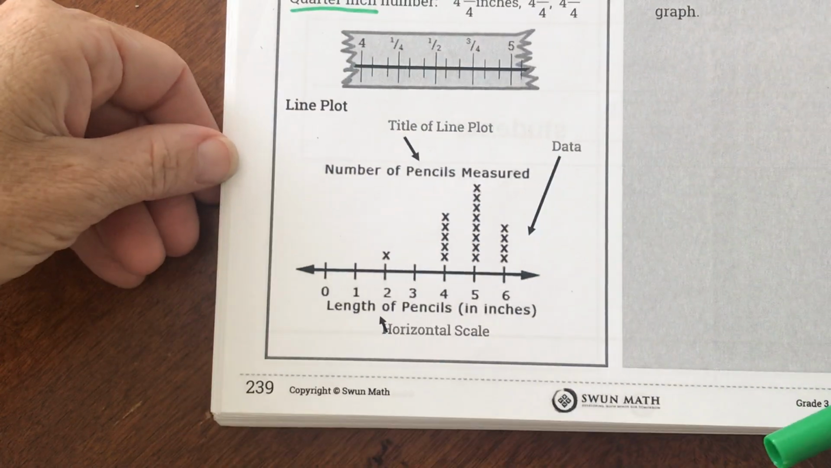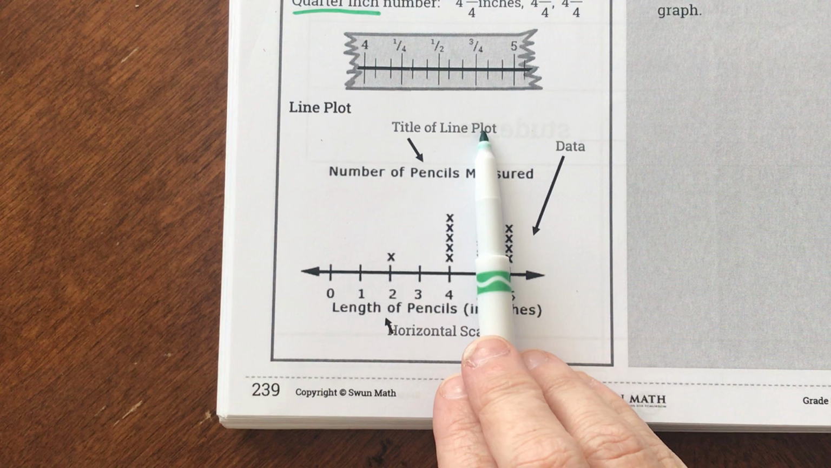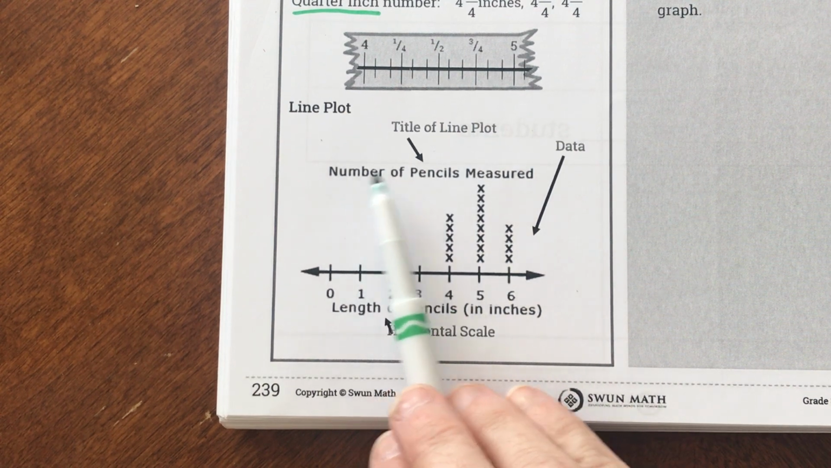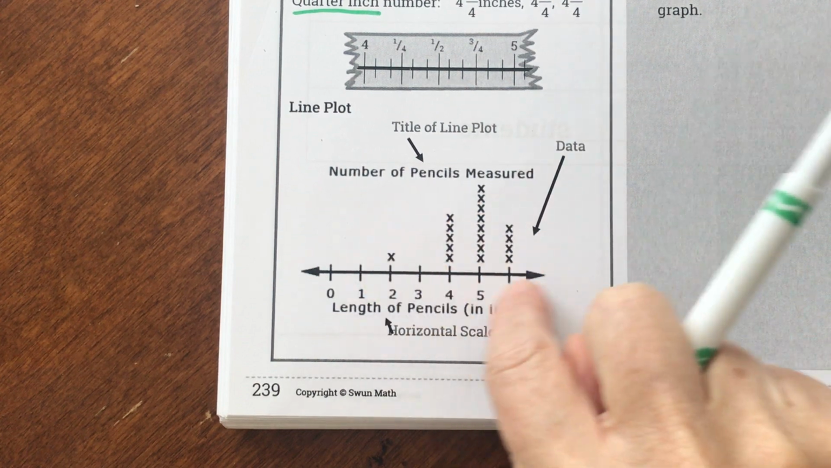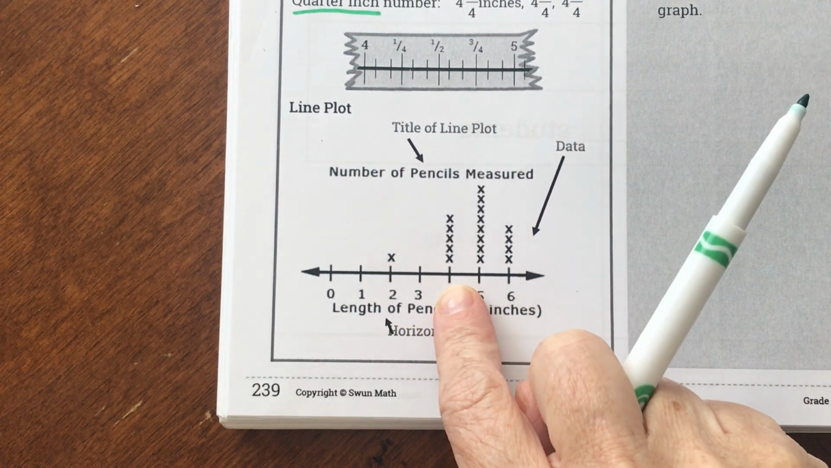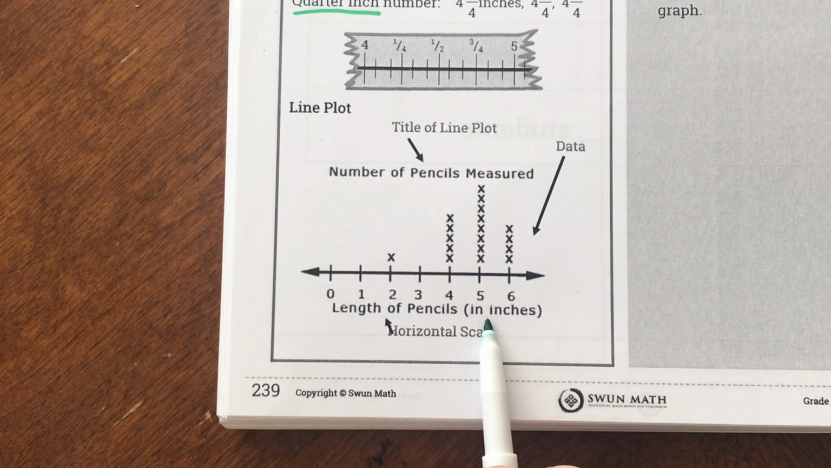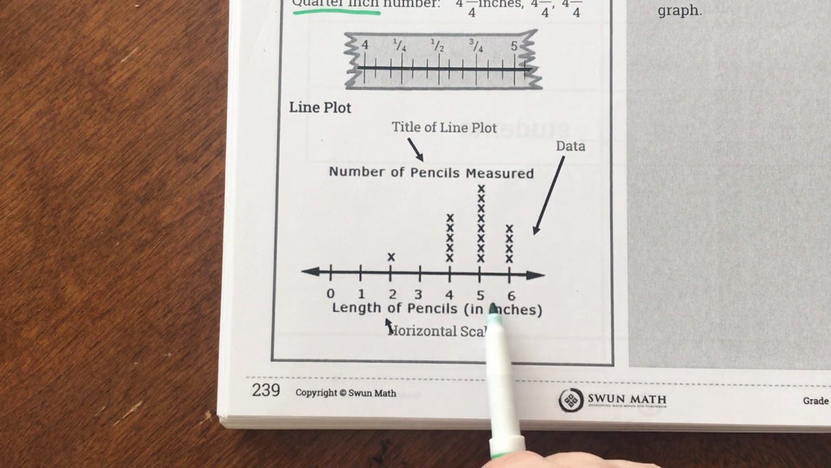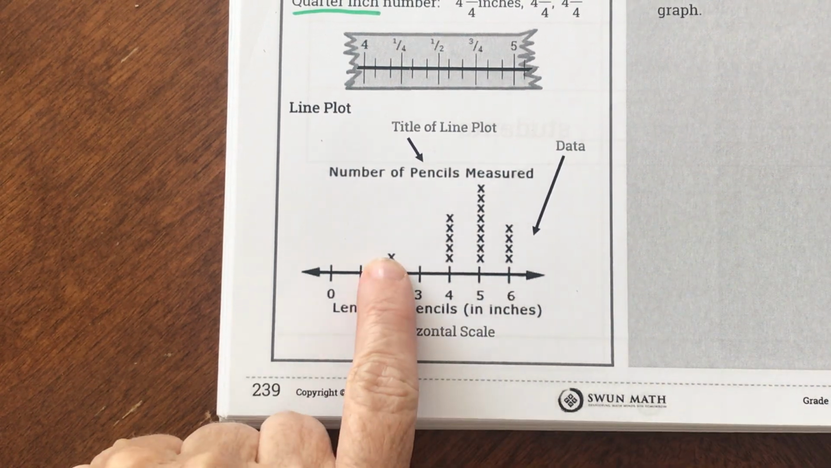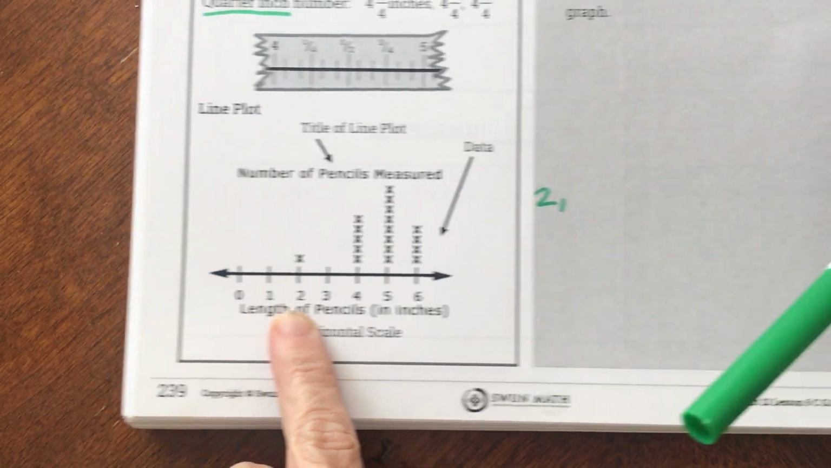Now we have this thing called a line plot. In a line plot you always have a title, and it says number of pencils measured. Then the data is all these X's and what they represent. Here it says length of pencil in inches. This is our scale here: 0, 1, 2, 3, 4, 5, 6. Because there's one X on the 2, that means my data had one 2 in it.